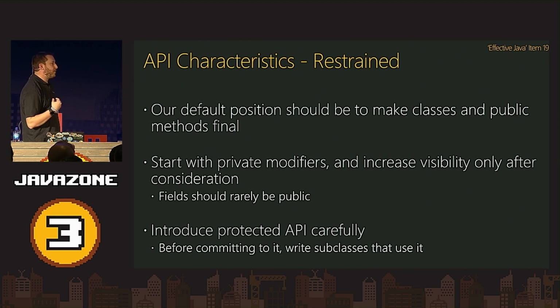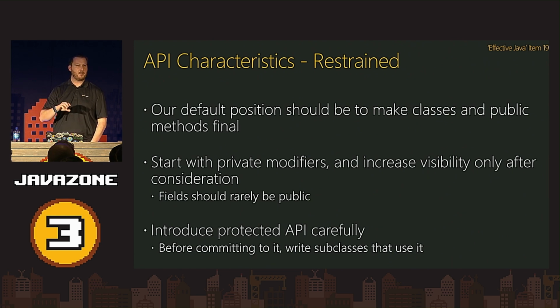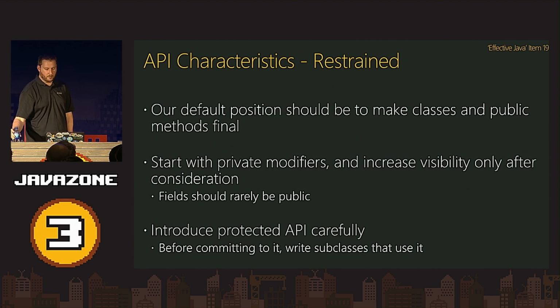Final is a way for us to take back control. We can always take away the final keyword when we're happy that the class should be subclassed or the method should be overridden, but by default we can have it in there and own that a little bit more.